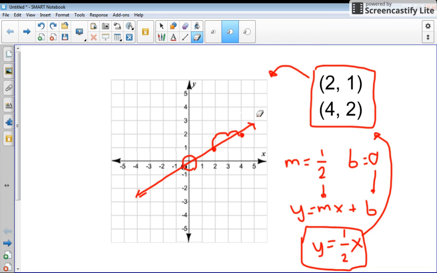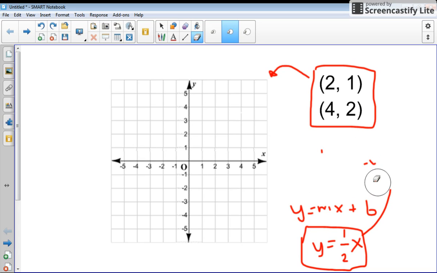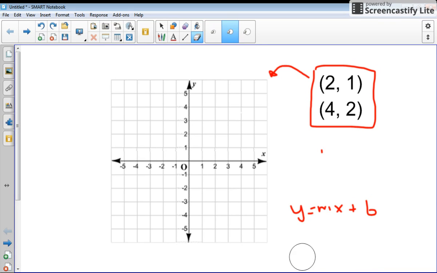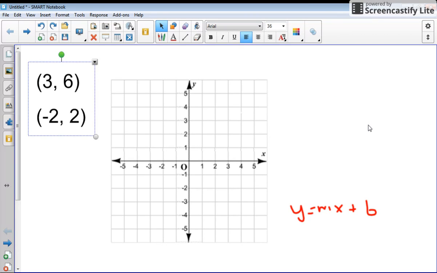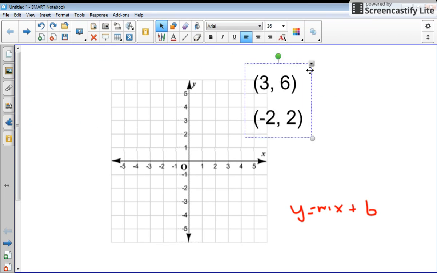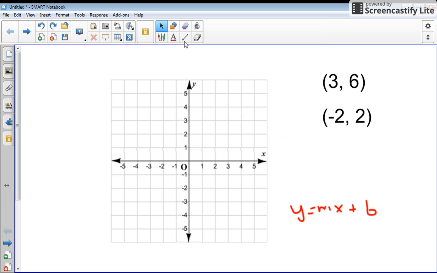That's good. However, sometimes these problems aren't always this nice. I'm going to go ahead and leave our slope-intercept form on here. I'm going to delete everything else. The reason is I want to show you a new ordered pair. What if I give you an ordered pair like (3, 6) and another one like (-2, 2)? This time, we're going to try it the same way. We're going to graph these. Here's (3, 6). Here's (-2, 2).